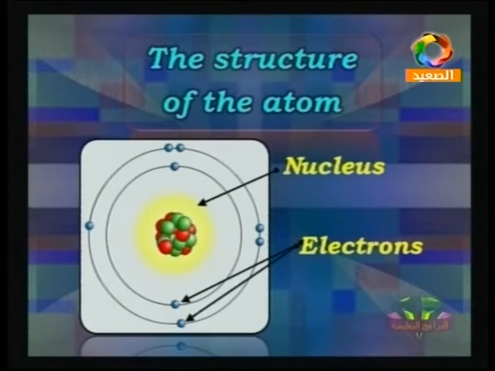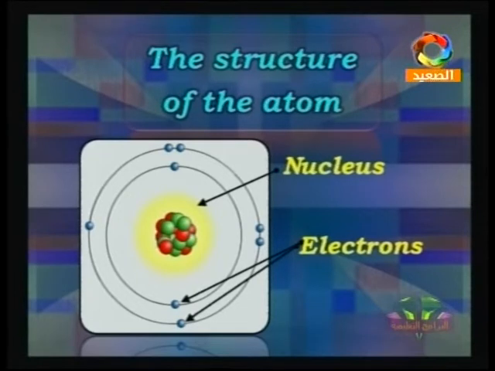It contains two types of particles. The green one, for example, is the proton, and the other one in red color is the neutron. So the nucleus contains two types of particles, protons and neutrons, or positive protons and neutral neutrons. We also have electrons. They are very, very small particles that revolve around the nucleus to complete the structure of the atom. They have a negative charge.